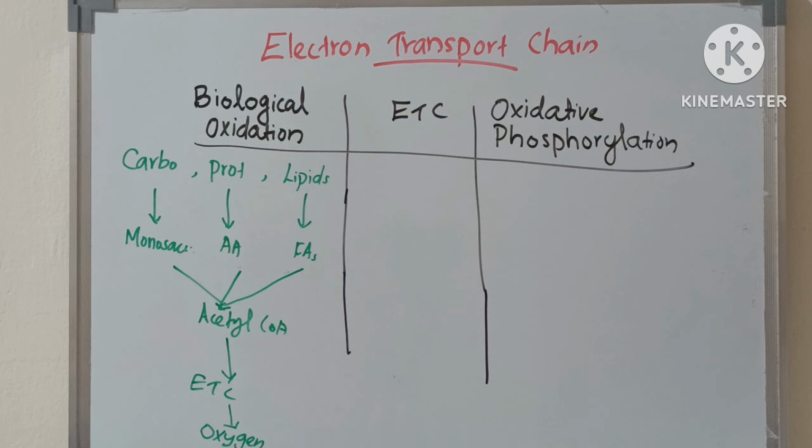Hello everyone. Today we will discuss the electron transport chain. The term electron transport chain is related to two other terms, biological oxidation and oxidative phosphorylation.